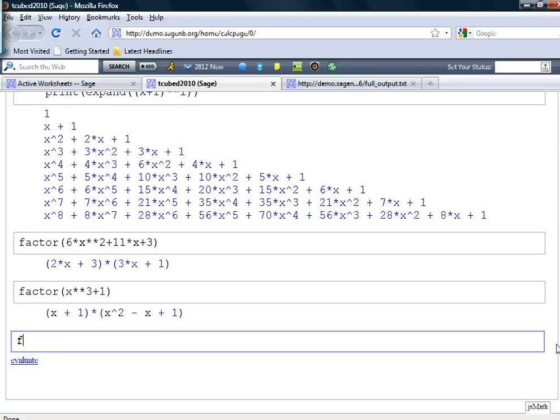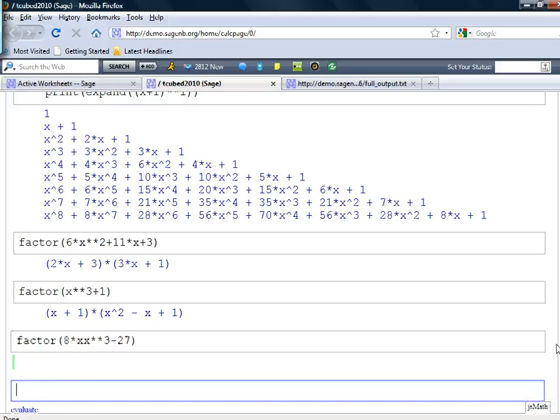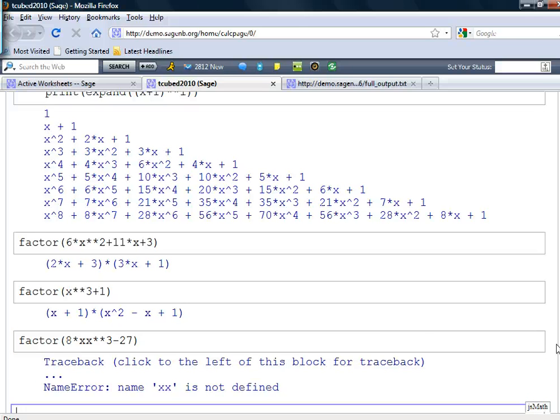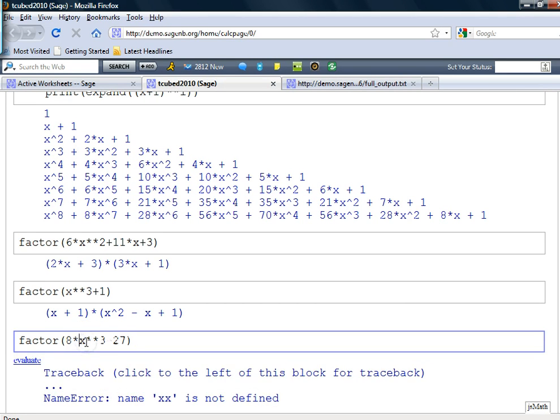All right, factor, I don't know, let's see, 8 times x to the third minus 27. That's the difference of two cubes, isn't it? I messed up. What did I do? Why did my x key get stuck? Wait, hang on. I typed it twice for some reason.